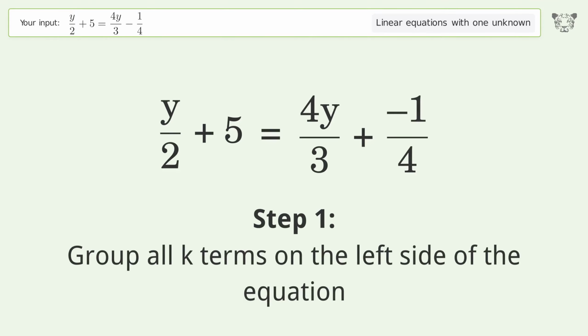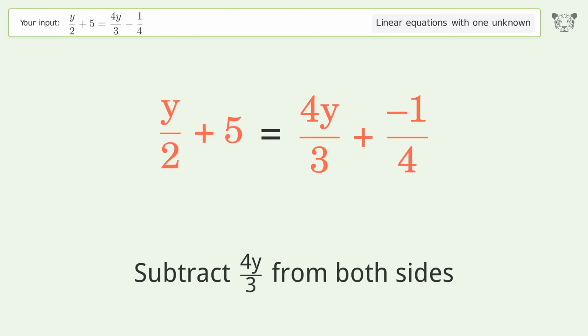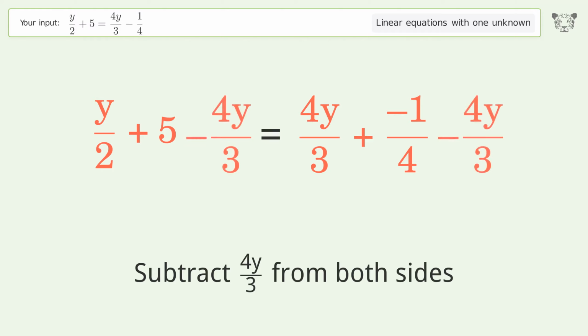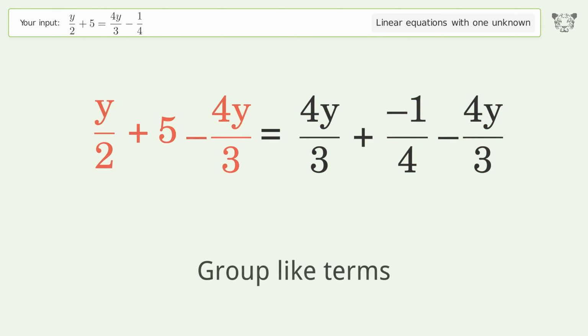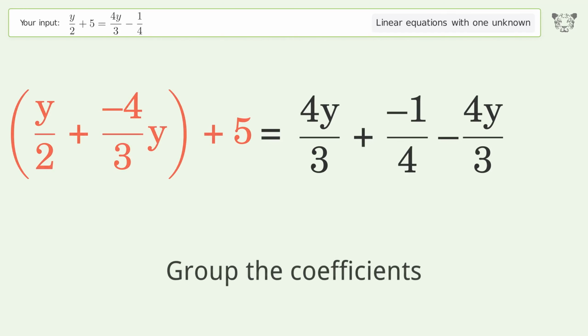Group all k terms on the left side of the equation. Subtract 4y/3 from both sides. Group like terms. Group the coefficients.